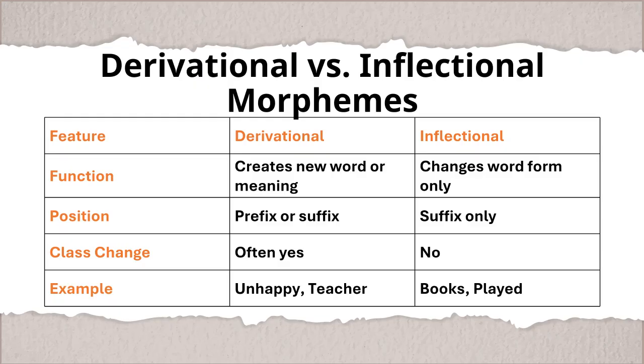Another key point is class change. Derivational morphemes often change a word's grammatical category. For instance, teach becomes teacher, while inflectional morphemes do not affect word class at all. These differences show that while both are bound morphemes, derivational morphemes build new words, and inflectional morphemes adjust existing ones.